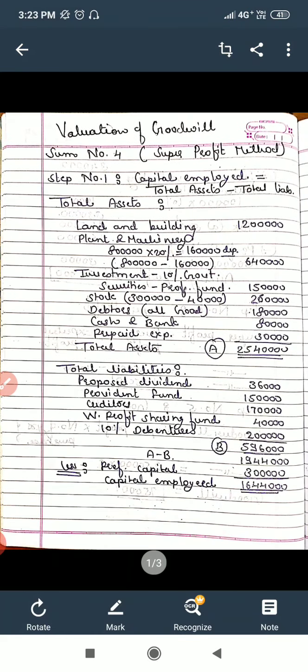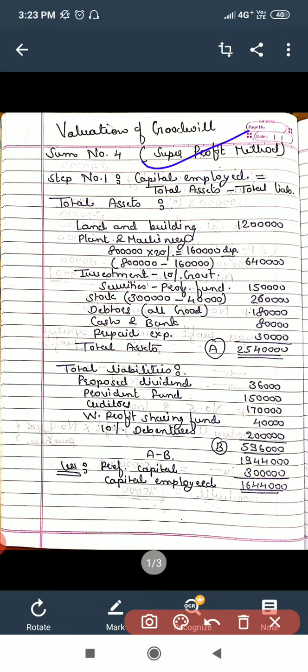Let us start with, which particular method we are going to start with over here? We are going to start with the super profit method. Valuation of goodwill. So there are total 5 steps when we talk about the valuation of goodwill, that too by super profit method. Step number 1, capital employed. Step number 2, expected profit. Number 3, average profit. Number 4, super profit. And number 5, finally, calculation of the goodwill.